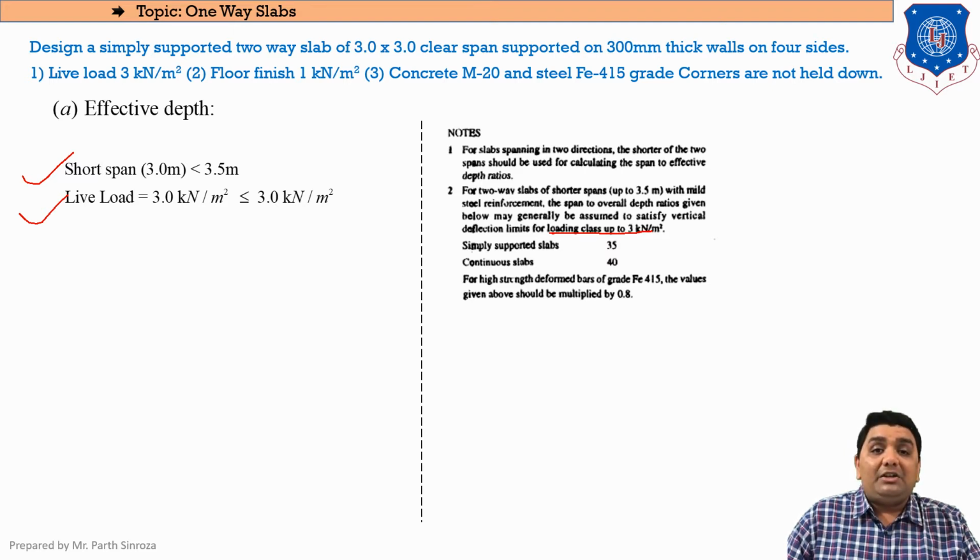If any of the limitations is not satisfied, then we compulsorily need to move to page number 37 and find the effective depth using the same table that we used in one-way slabs.